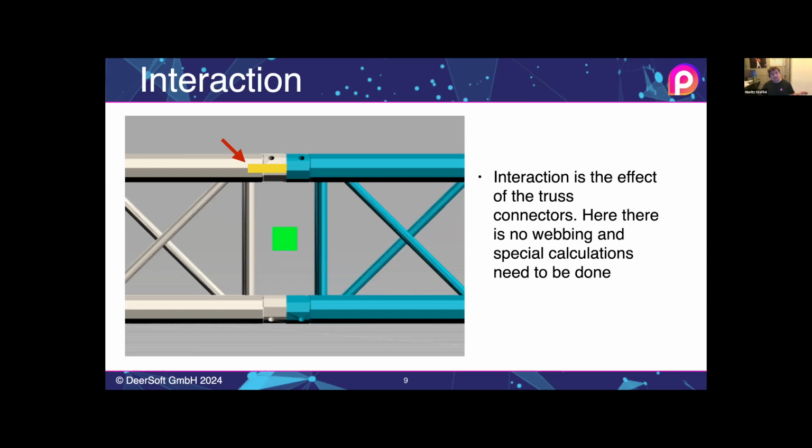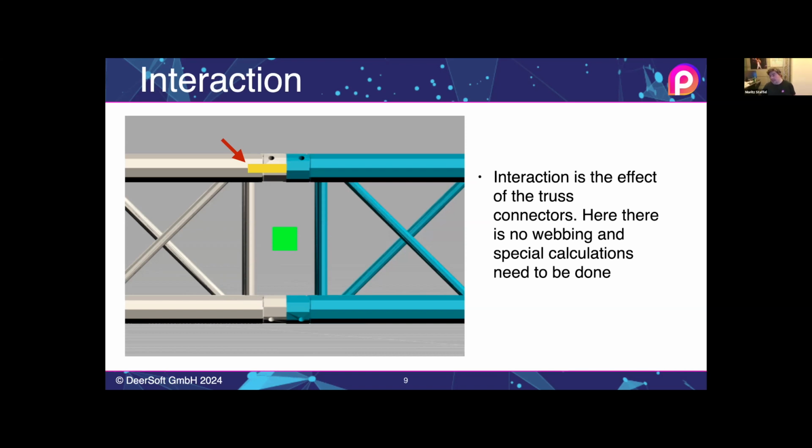Every truss which has this option will automatically be calculated with interaction. Interaction is a little bit challenging because it's not a linear thing. Depending on shear force and bending moment at this position, you get multiple values.